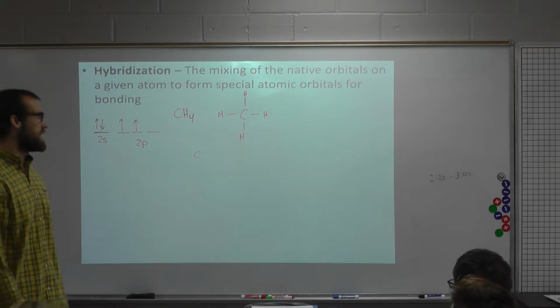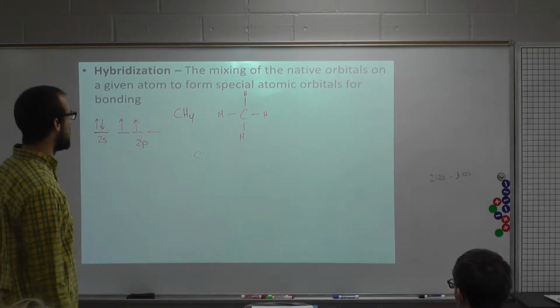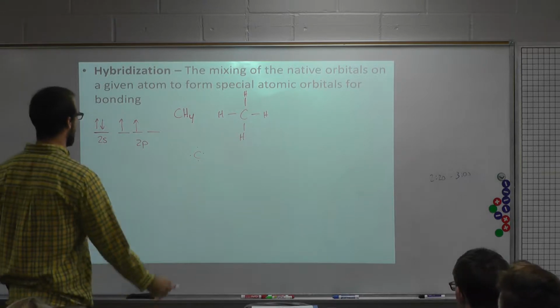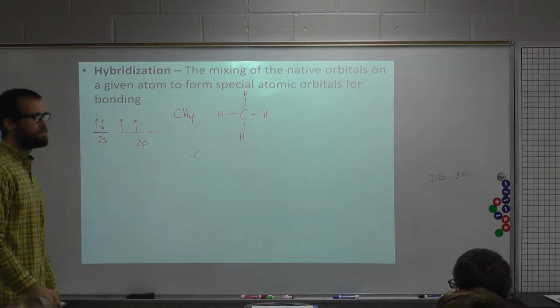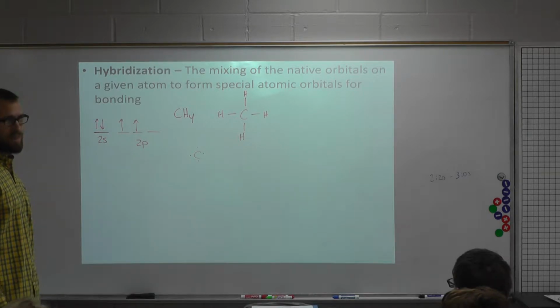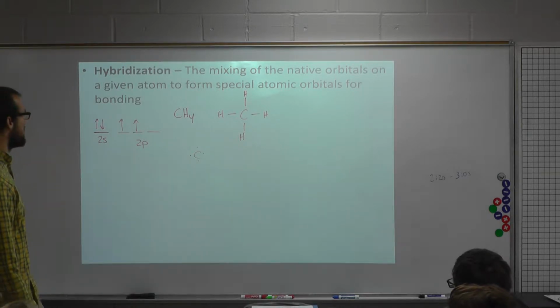Okay? So they had to come up with essentially a new theory to explain how something that only has 2 unpaired electrons can form 4 bonding sites. Okay? And so what they came up with is this process of hybridization.